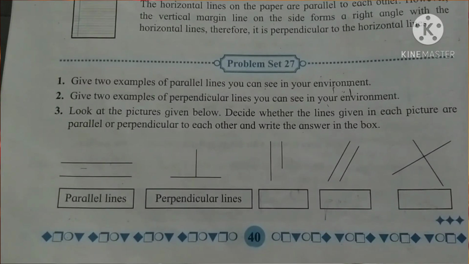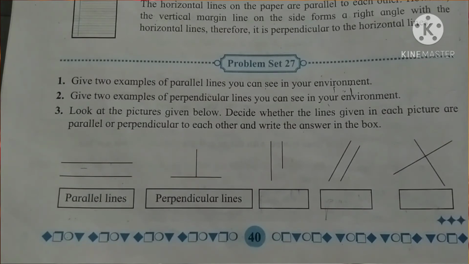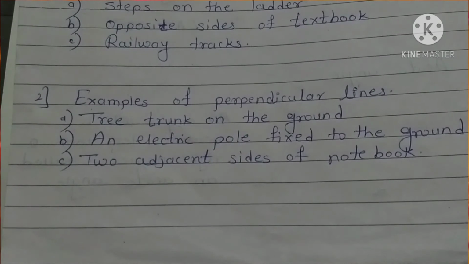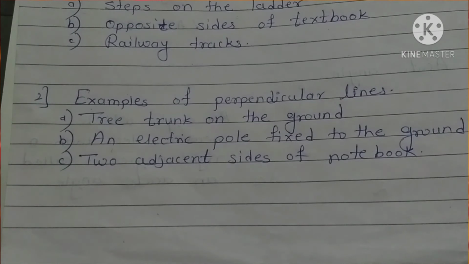Now see the second question. Give two examples of perpendicular lines you can see in your environment. Now we have to give the examples of perpendicular lines. Okay. So examples of perpendicular lines are a tree trunk on the ground. Everyone knows the tree. If we observe the tree and the land or ground, how many degrees does the angle form? Just observe it. It is 90 degrees. So a tree trunk on the ground will form perpendicular lines.